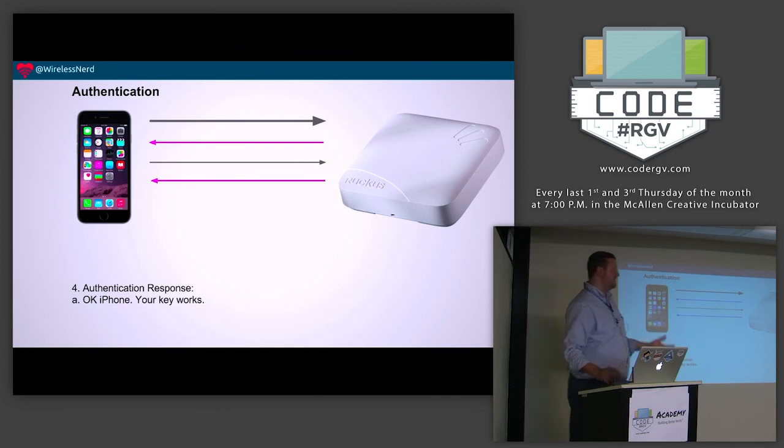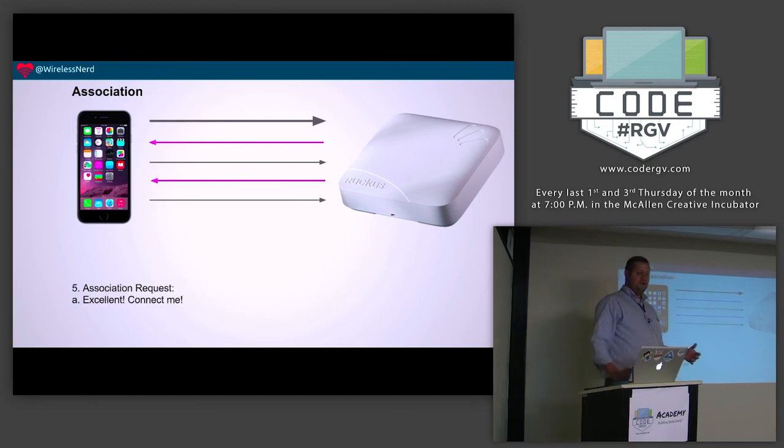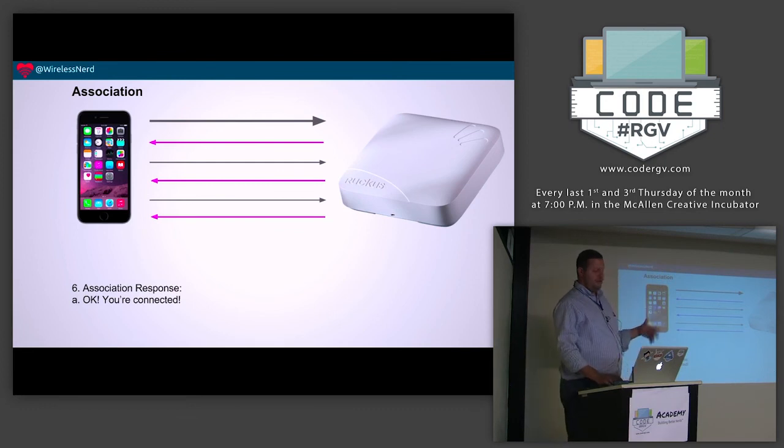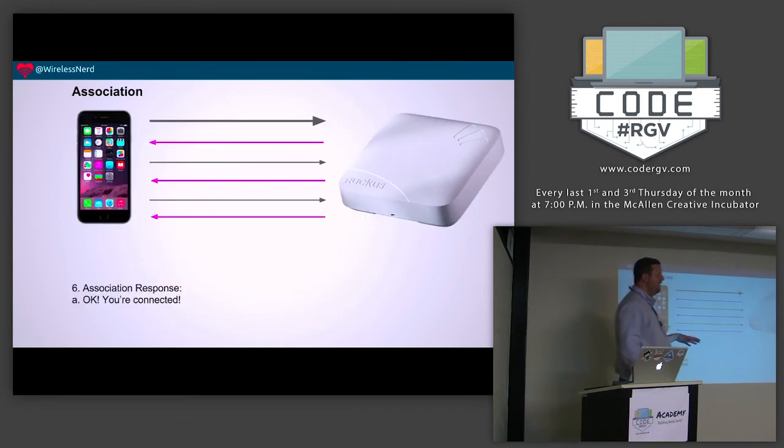And it turns around and says, cool, you're good to go. Okay, iPhone, your key works. Now let's set you up. And it says, okay, I'm going to ask if I can be associated with your access point. Connect me. And it turns around and says, okay, you're connected. And then it gives you an IP address, and then you're good to go. And that's the whole way that this thing works.